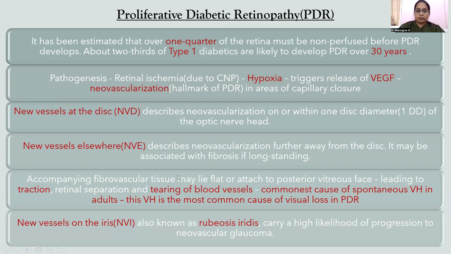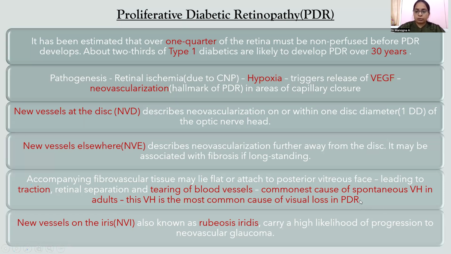Okay, so neovascularization is always associated with fibrovascular tissue, means associated with fibrosis. This fibrosis may either lie flat on the retina or it can attach to the posterior vitreous face. If it is attached to the posterior vitreous face, the fibrovascular tissue will lead to traction, will lead to tractional retinal detachment, and during traction there will be tearing of blood vessels. All these new fragile leaky vessels, they tear. And this is the commonest cause of vitreous hemorrhage. So this question is asked previously. The commonest cause of spontaneous vitreous hemorrhage in adults with diabetic retinopathy is due to tearing of blood vessels.